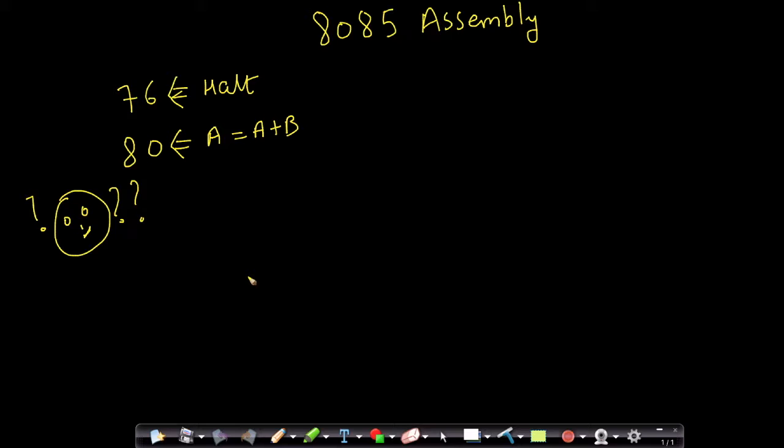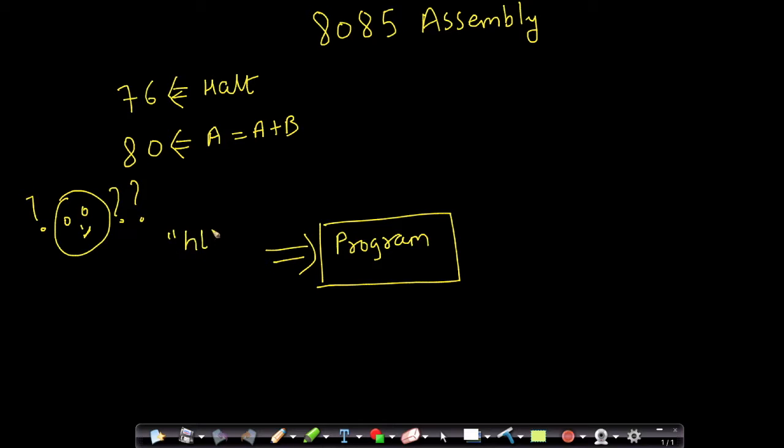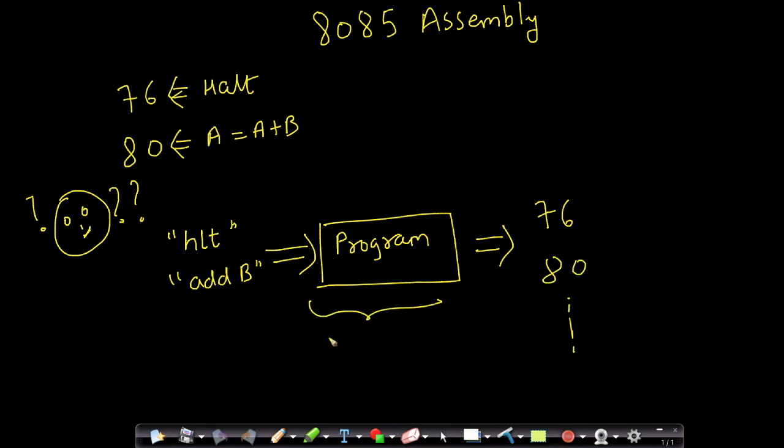Instead of remembering that 76 is equivalent to halt or 47 does addition of A and B, what if we write a program that can take English words such as halt or add B and then convert them to the corresponding machine codes for each instruction? Well, that will make our lives much easier. So this human readable version of machine code is what we call the assembly language. And the program which does this for us is called the assembler.